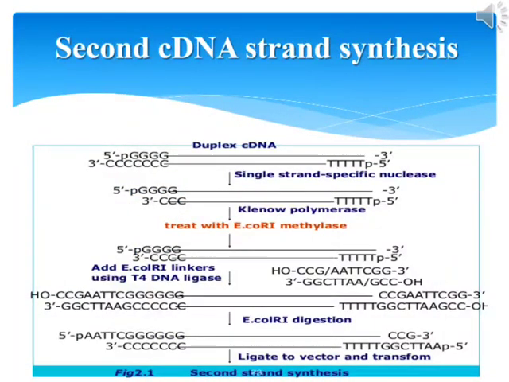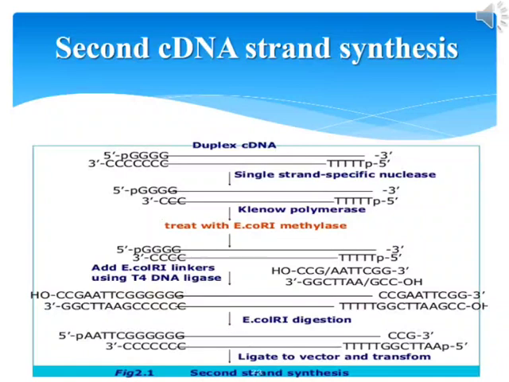Now, after making the duplex cDNA, single-strand specific nuclease is added. This will cleave some of the segments of the newly synthesized strand. Then the duplex cDNA will be treated with EcoRI methylase, which will add a methyl group to the newly synthesized strand and will protect the cDNA from unwanted restriction endonuclease digestion.